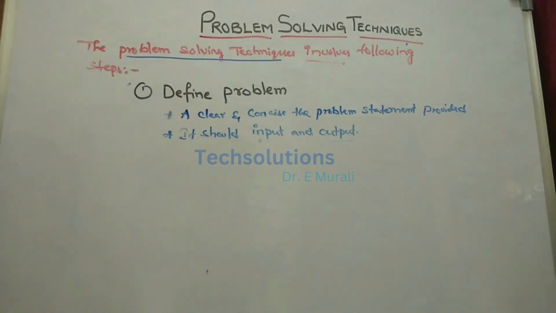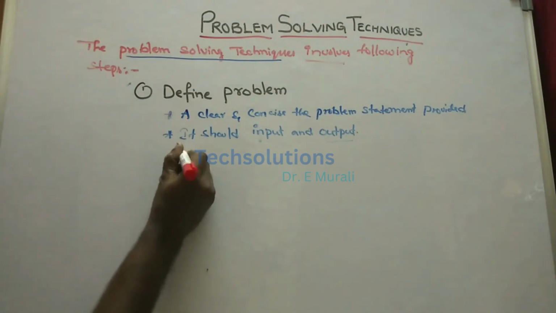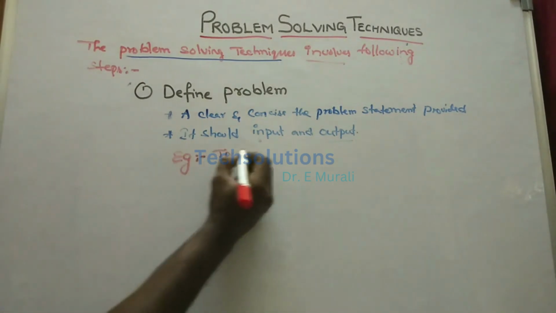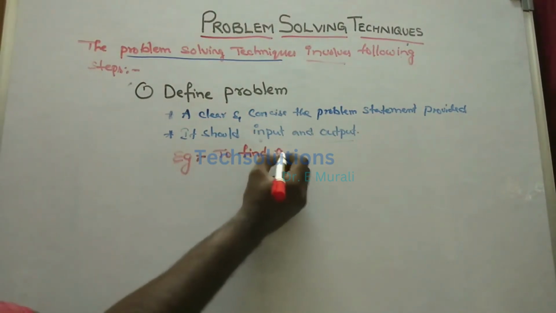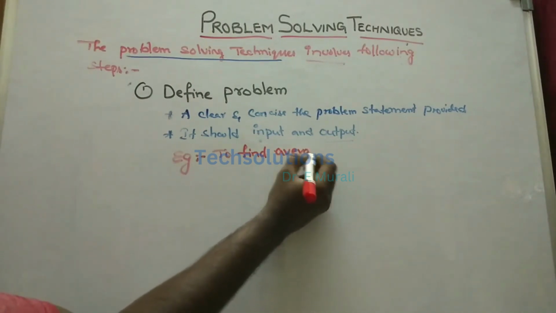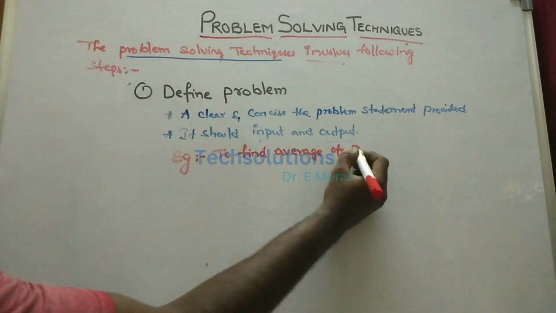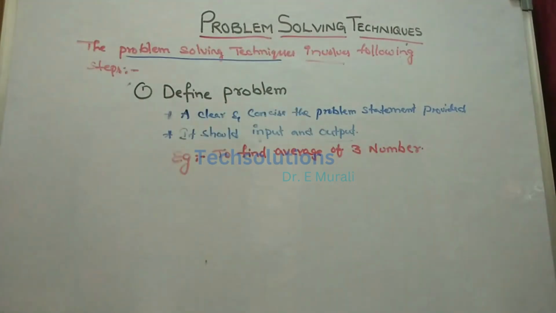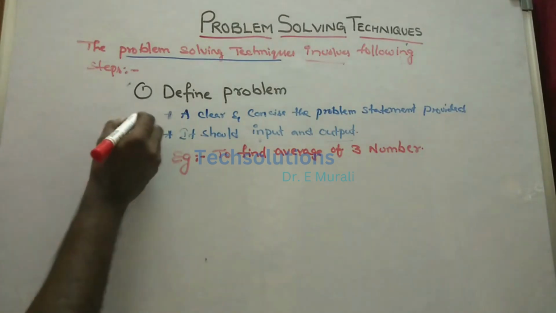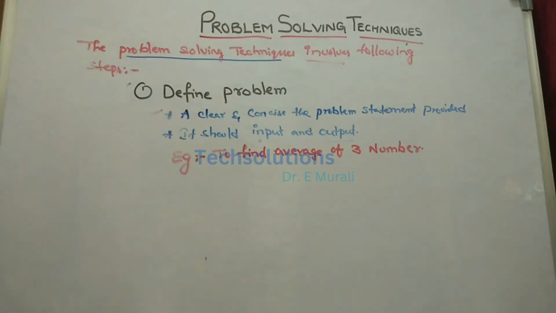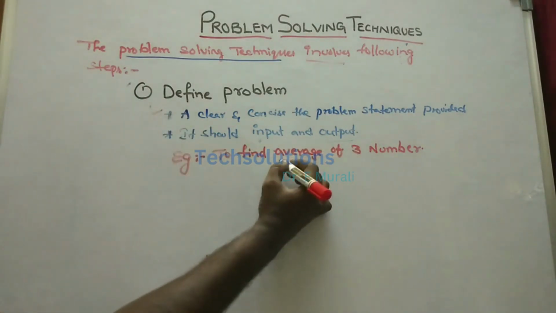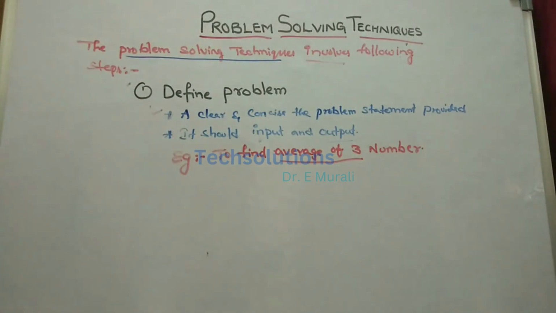Suppose for example, here I can take one example. What is the problem definition I can take? Suppose I take: find the average of 3 numbers. That is the problem definition. Now here I have to be clear and concise about the problem statement provided. What is my problem? I want to find the average of 3 numbers. That is the problem definition.